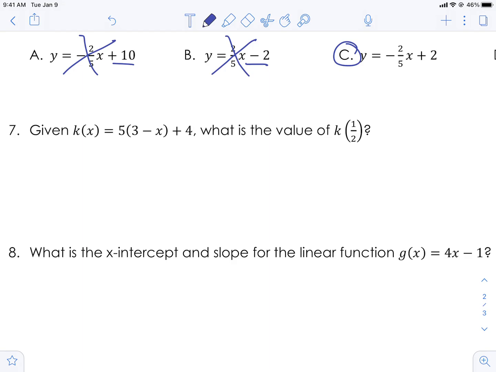Number 7, k of x equals 5 times the quantity 3 minus x, plus 10. What is the value of k of 1/2? So all that means is we're going to change this x to a 1/2. So I have 5 times 3 minus 1/2 plus 4.